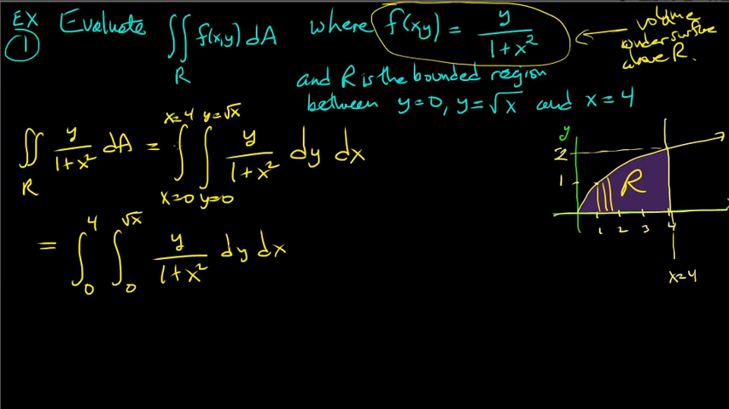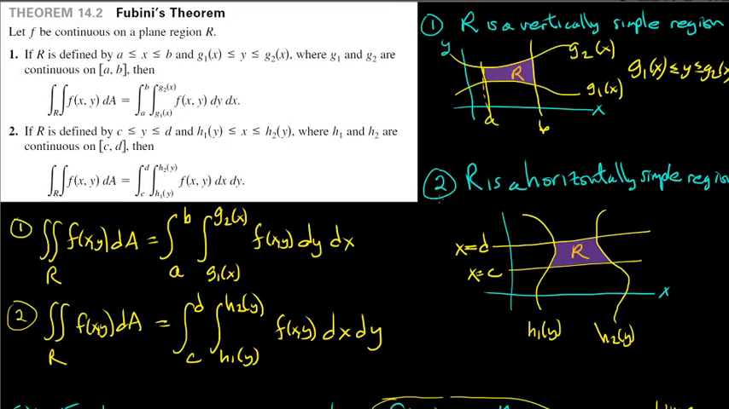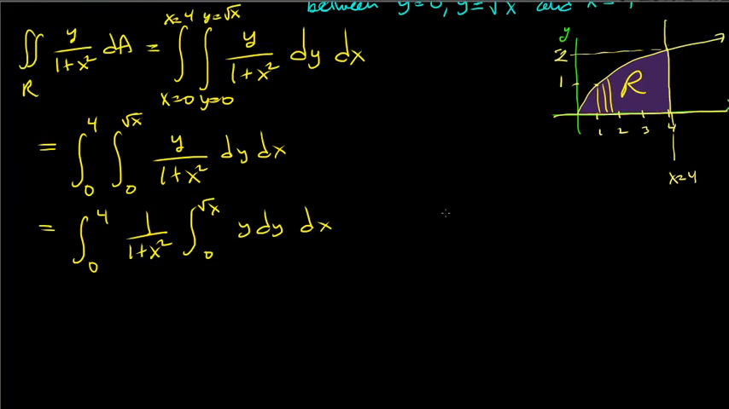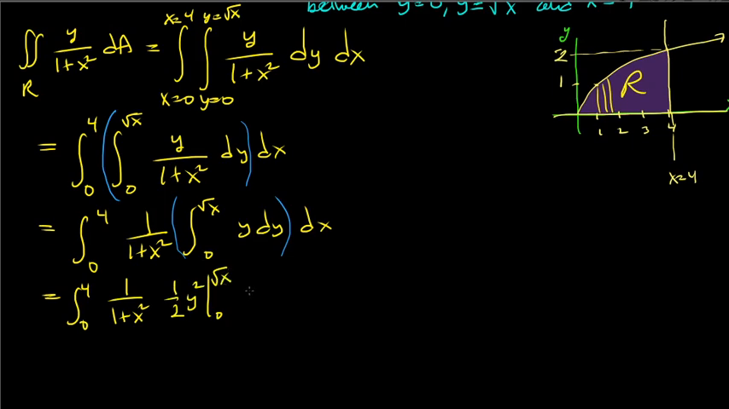Okay, now that we've translated this to an iterated integral using Fubini's theorem, we can evaluate it, right? Let's just do the inside integral first. Remember, x is a constant here, so we can bring the 1 over 1 plus x squared outside and just integrate y with respect to y. So, yep, to be clear, we're just doing this inside integral here first. We'll take care of the 0 to 4 later. And the 1 over 1 plus x squared, right? So we integrate y, you get 1/2 y squared. And we're going to evaluate that between 0 and square root of x. Sorry, it's a 0 to 4.